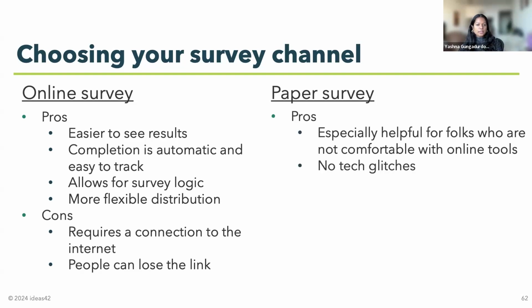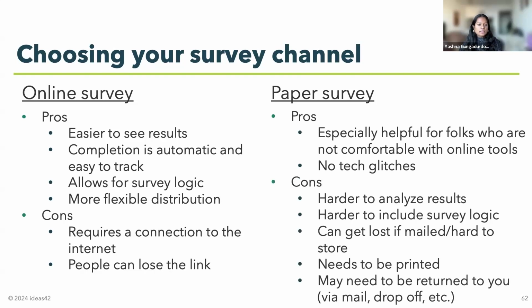So for the paper survey, in terms of pros, it's especially helpful for folks who are not comfortable with online tools, and you also do not have to worry about any kind of tech glitches happening. And in terms of cons, it is harder to analyze the results. Oftentimes you need to transcribe the results from paper surveys to a digital method before you're able to analyze it. It is harder to include survey logic.